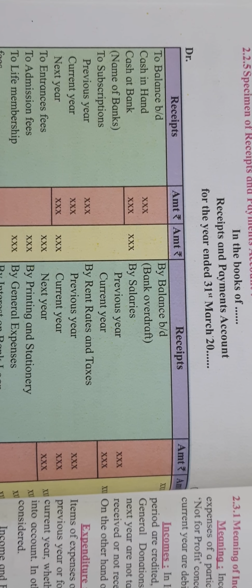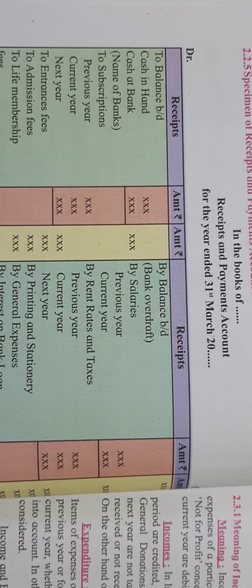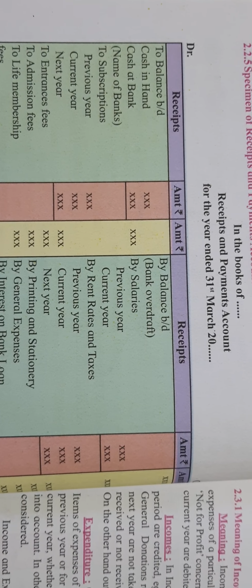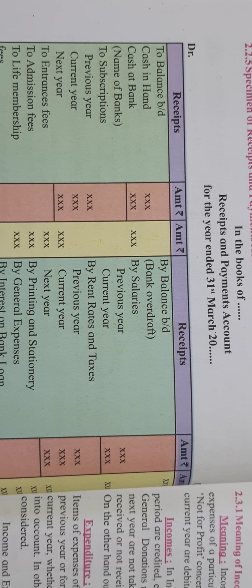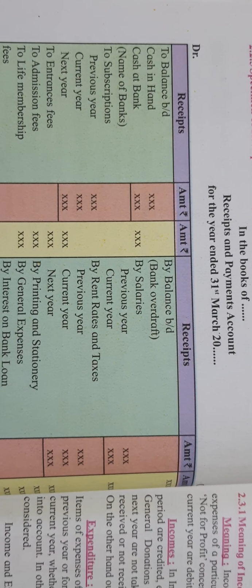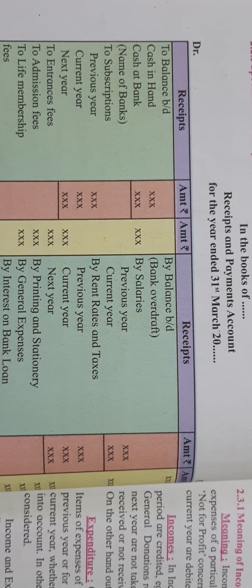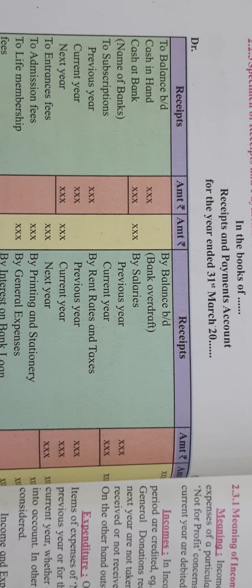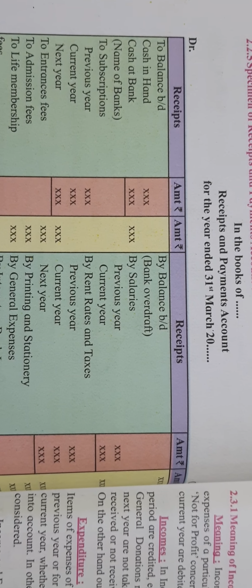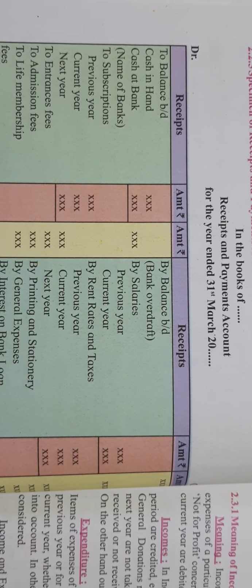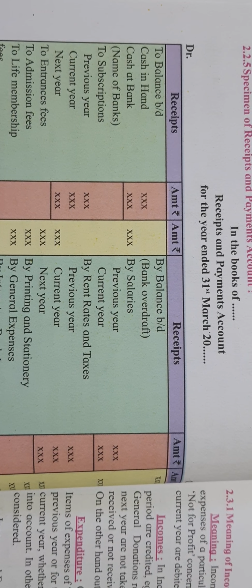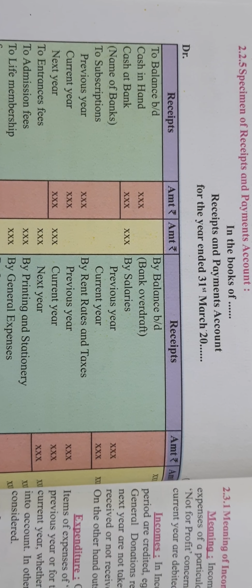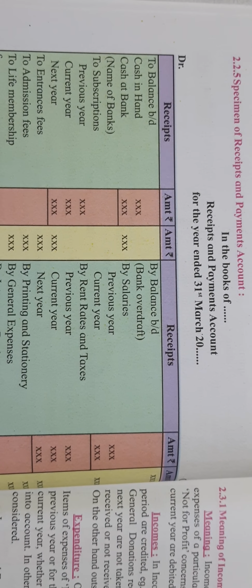In the last lecture, we learned the question form and answer form of the NPO. In the question form, they will give you the receipts and payments account plus adjustments, and in the answer form, you have to prepare the income and expenditure account for the year ended and the balance sheet for the particular year. So first we will learn the form of receipts and payments account. It looks like our profit and loss account: in the books of so and so company, receipts and payments account for the year ended 31st March, whatever year is given.